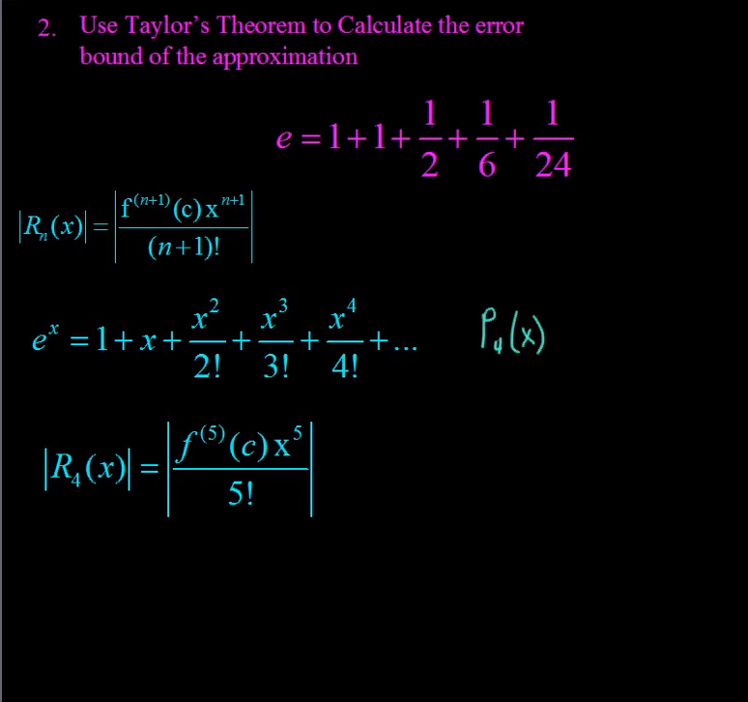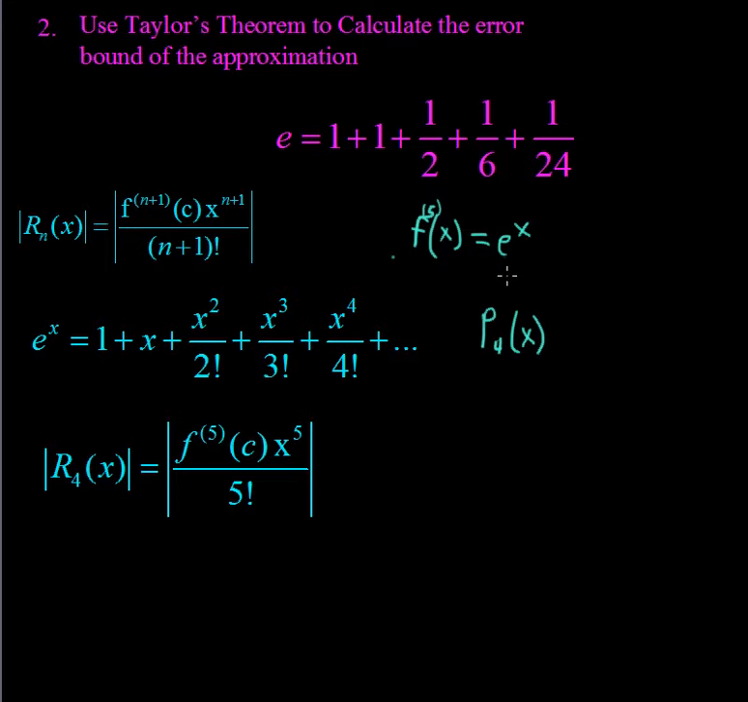What we need to do is just find all the different pieces of this. So we need the 5th derivative. Well, since we're dealing with e to the x, it's really quite simple. All the derivatives of e to the x are e to the x. So the 5th derivative is e to the x. Then we need to figure out where e to the x is the largest on our interval.